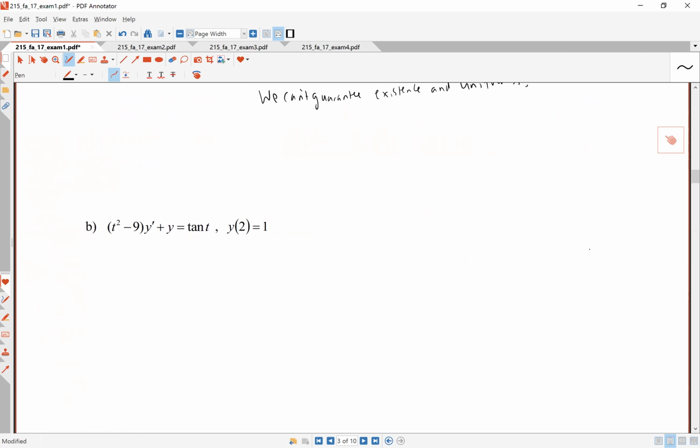Now this problem, linear versus nonlinear, means linear in the y and the y prime. There are no exponents on our y's. We're not multiplying any y's. It doesn't matter what you do to the t's. And so this is linear. When you have a linear equation, we write it in the standard form by dividing by t squared minus 9.